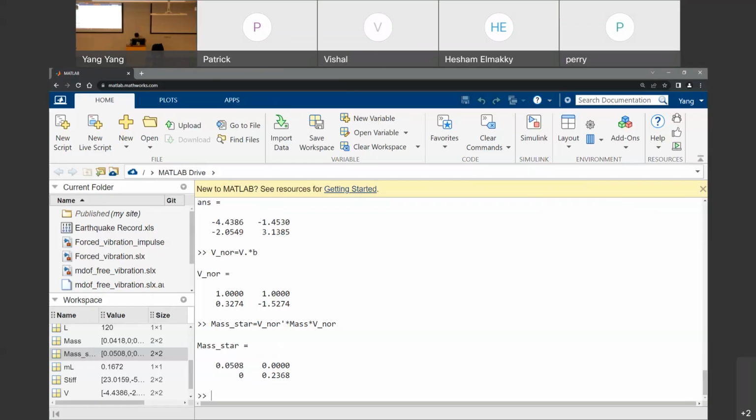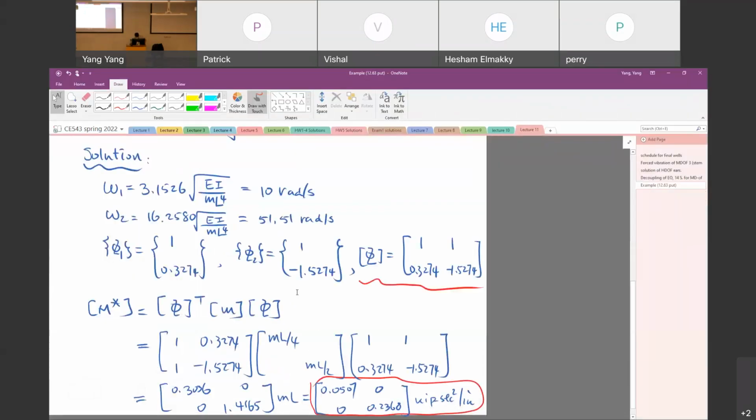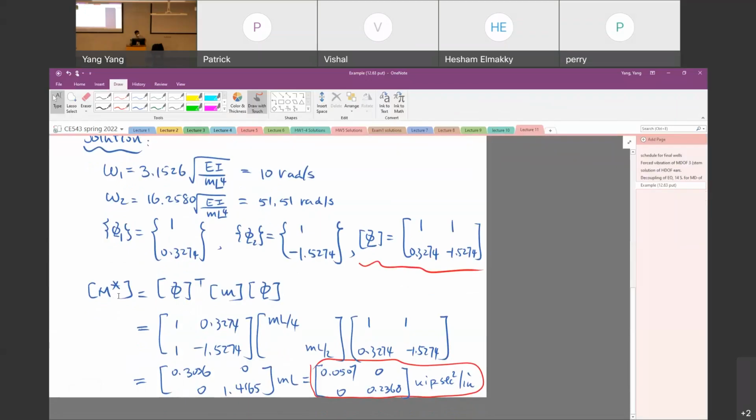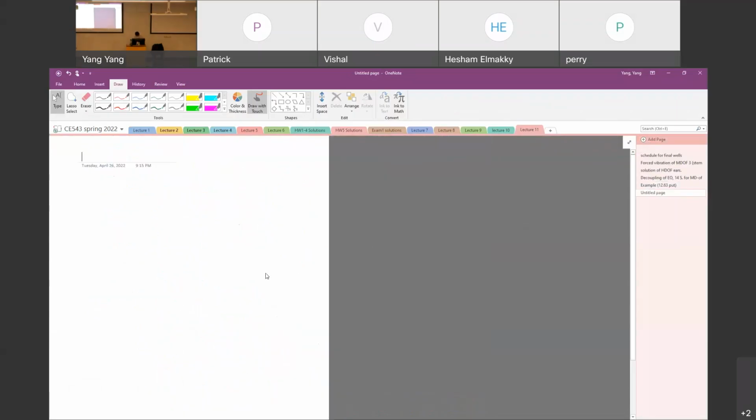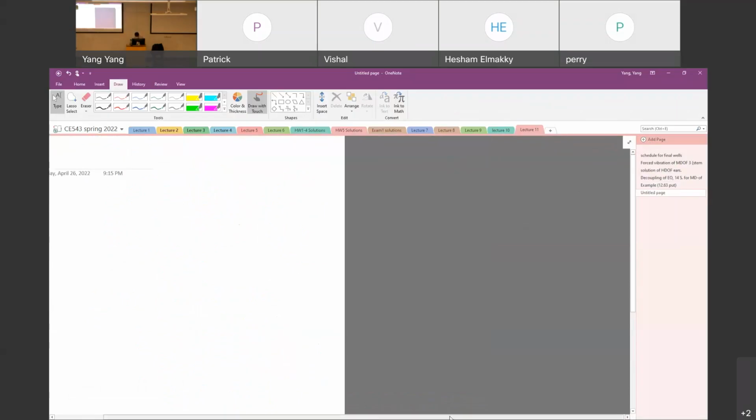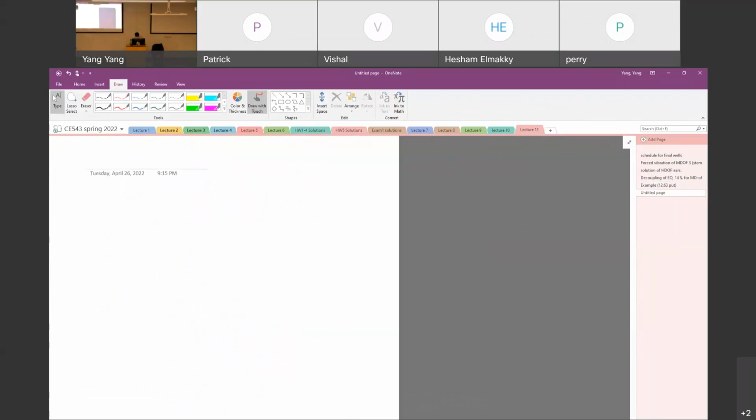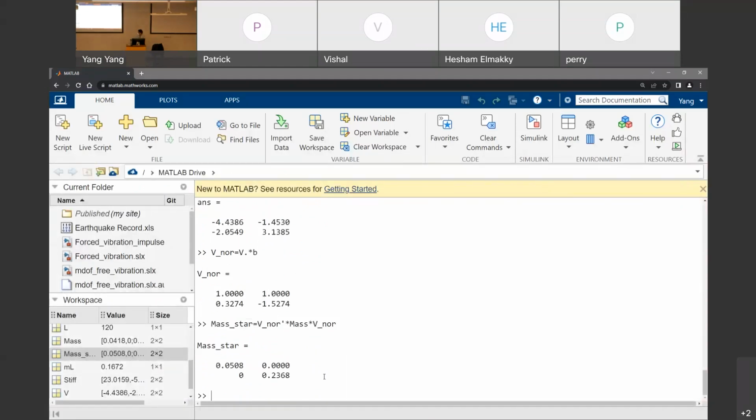So this is the mass star. So next step we calculate the K star. I'm just going to have you calculate the K star in MATLAB directly, if some of you have a laptop. If you do not have a laptop, we can calculate that. You can see how I did that on the screen, right?